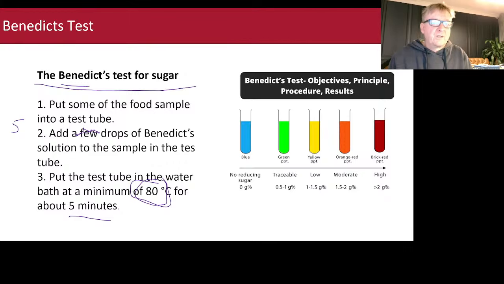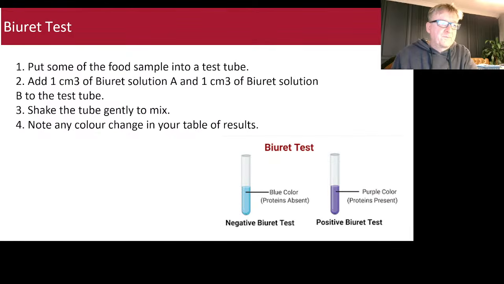Tricky numbers. The colouring starts off blue, because it's got copper sulfate. A lot of sugar is red. People taught me this about 5 years ago: rainbow backwards. Red, orange, yellow, green, blue. Forget about indigo and violet. So a lot of sugar, and this is the rainbow backwards. Benedict's test: don't forget, 80 degrees C in a water bath, not a Bunsen burner.